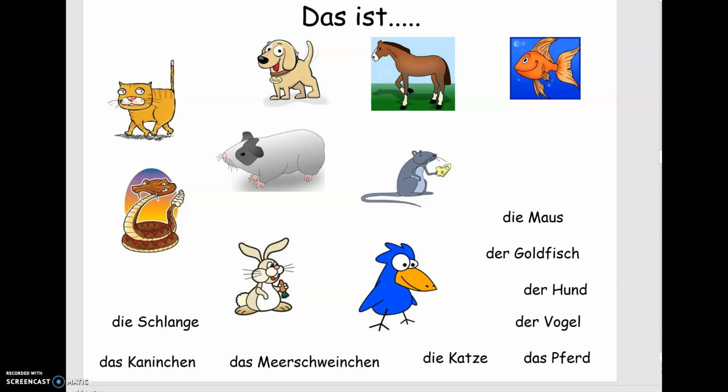Okay, so die Maus, obviously here, die Maus. Der Goldfisch, here. Der Hund, da. Der Vogel, da. Das Pferd.